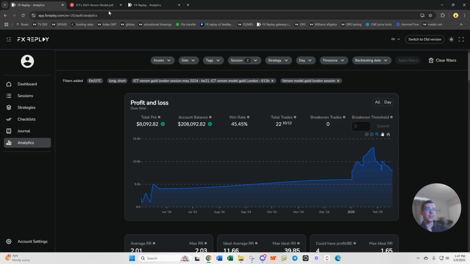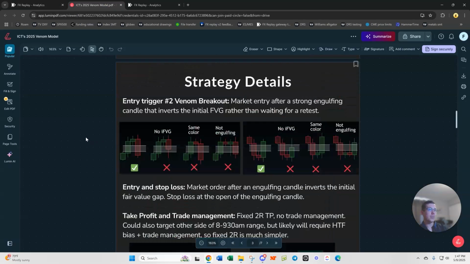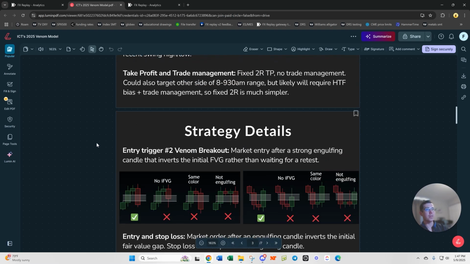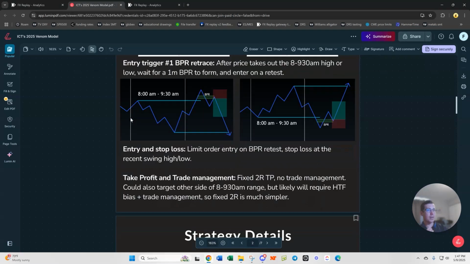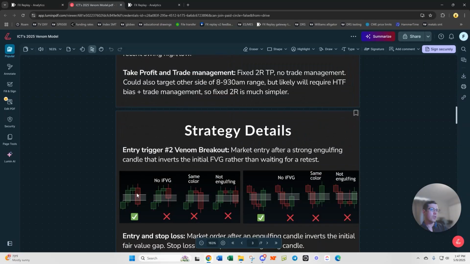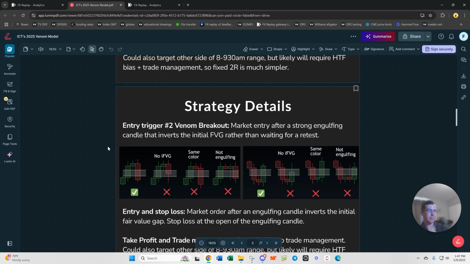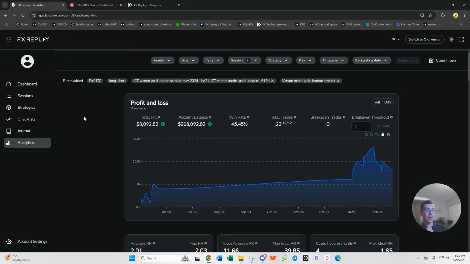But you could potentially still use these entry models if you're trading a reversal model. Maybe you're interested in trading the Judas model, and instead of waiting for a full-blown market structure shift, you can use one of these BPRs or engulfing triggers that help get you in a little bit earlier on those reversals. So even if you can't trade the exact model, maybe the entry trigger can still help you if you trade a reversal model.